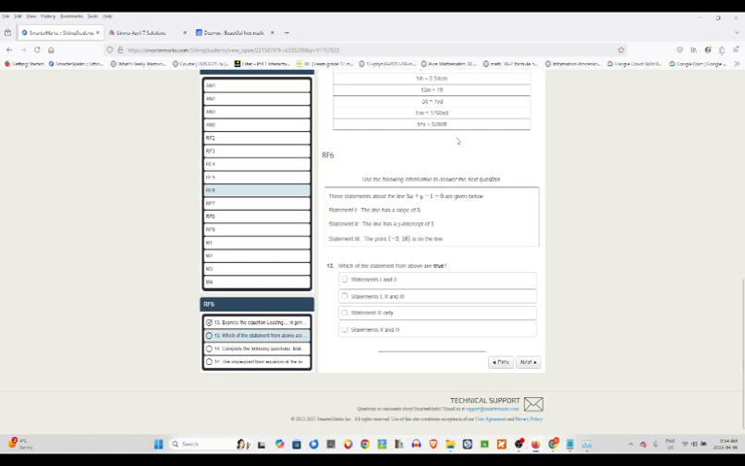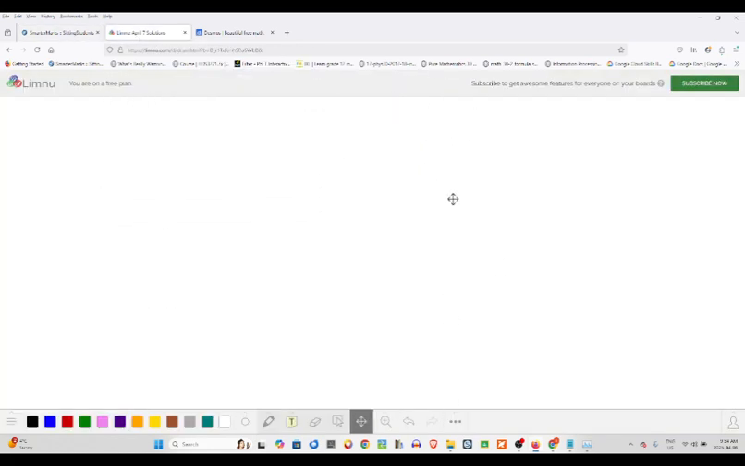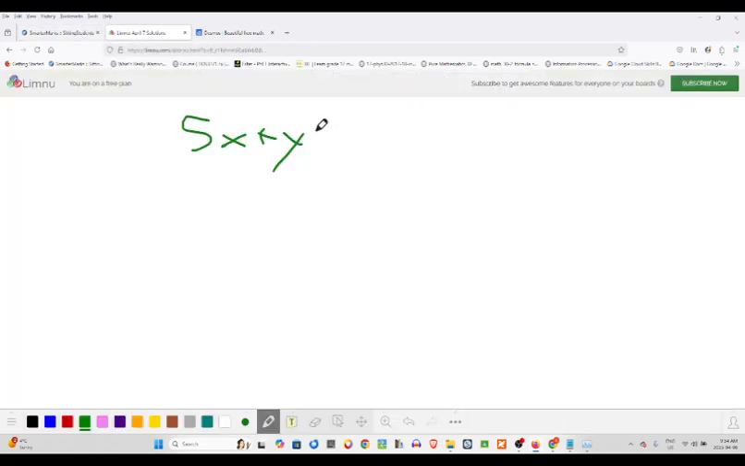Okay, and multiple choice 13. Three statements about this line are given below. The line has a slope of 5. Well, let's check that. We see the 5 before the x, but it's 5x plus y minus 1 equals 0.